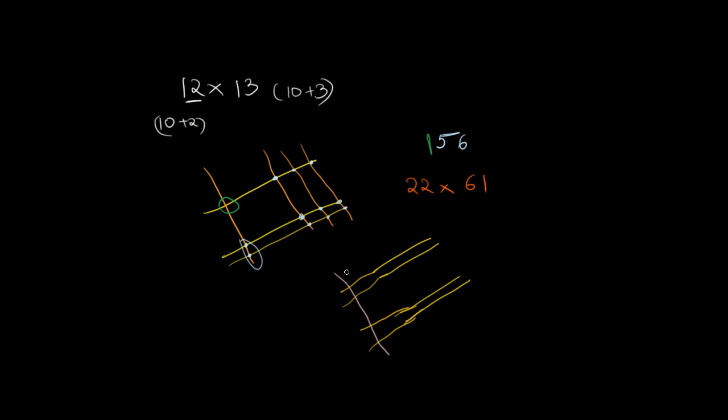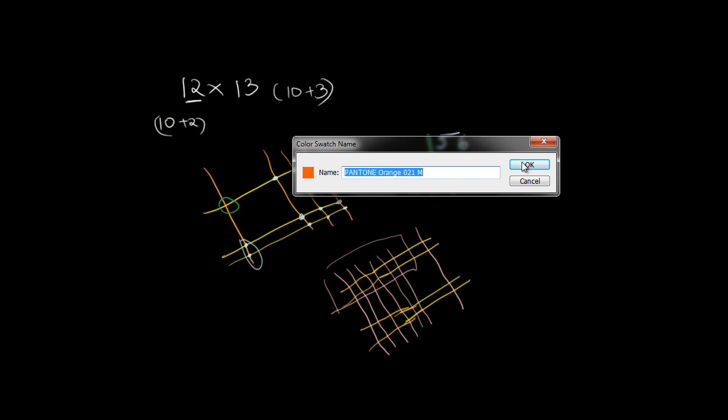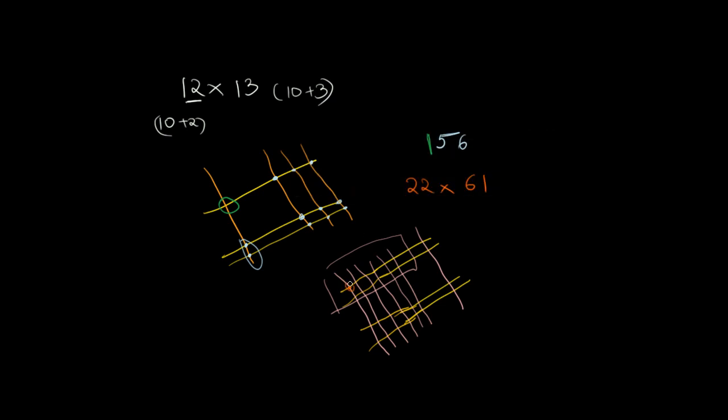6 lines. 1, 2, 3, 4, 5, and 6. And 1. That's 61. Now I count the intersections in this area. Let me count with a different color. 1, 2, 3, 4, 5, 6, 7, 8, 9, 10, 11, 12. Right? 12. I write 12 here.